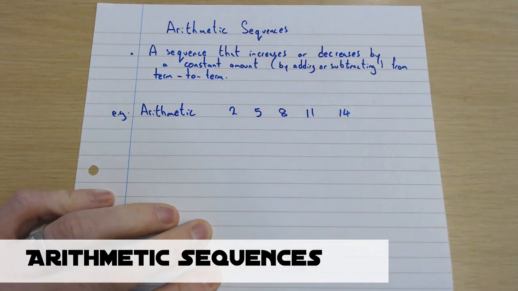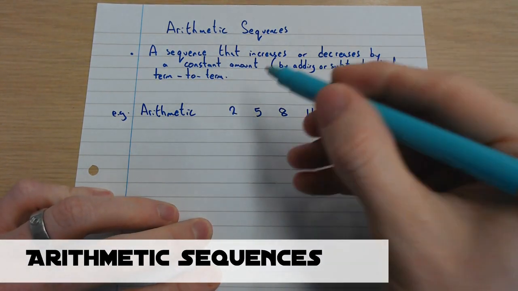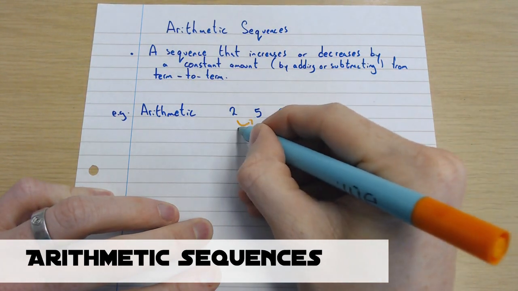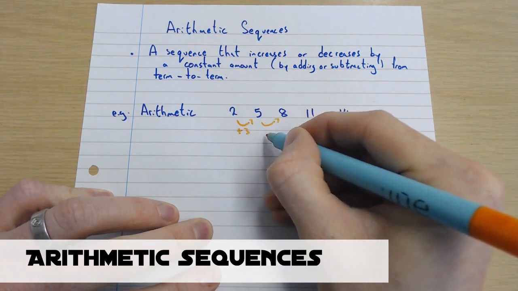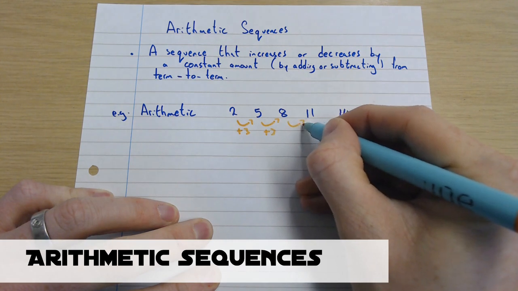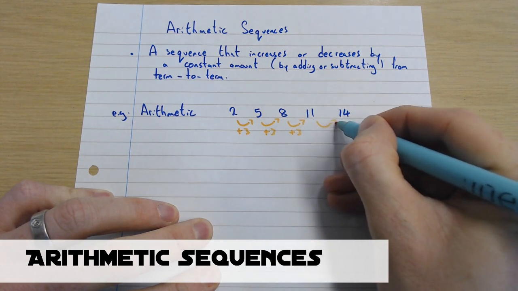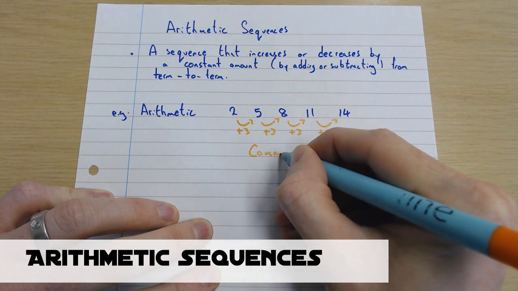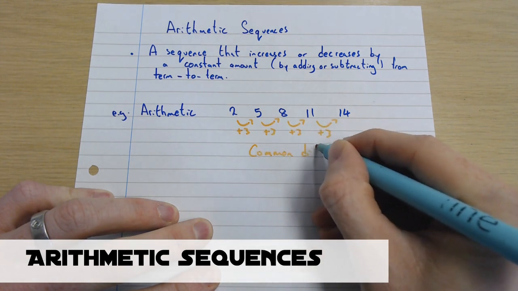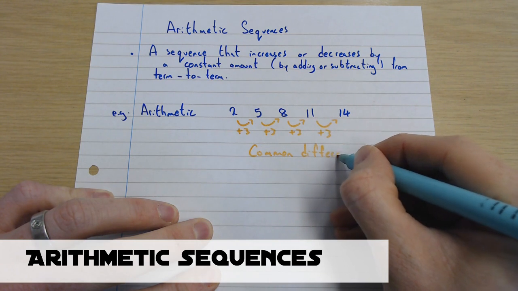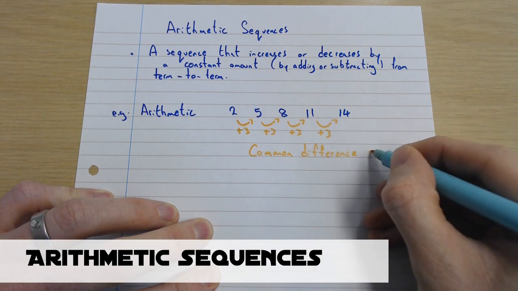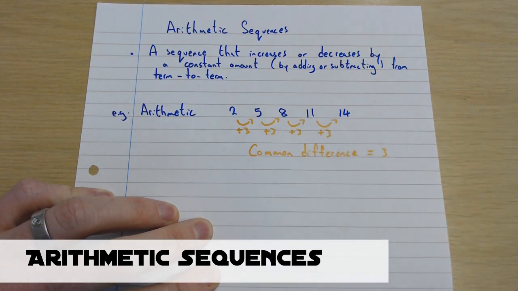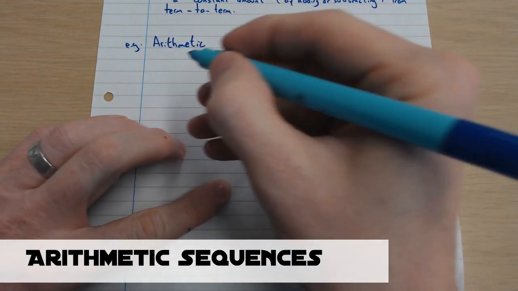So the sequence below is an example of an arithmetic sequence: 2, 5, 8, 11, and 14. To show an examiner that this is an arithmetic sequence, work out the common difference between each number. That is what we're going up by. In each case, we're plussing 3 to get to the next number. We say our common difference between term to term is 3. You must show the examiner this in order to get the marks.